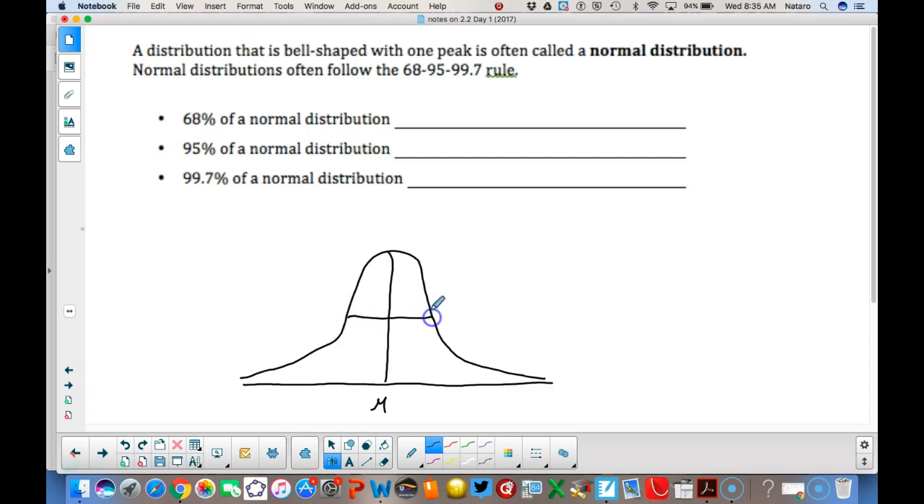And with a normal distribution, about this point right here and over here, where the function changes concavity, for those of you that have had calculus, it goes from being concave down to concave up, that represents one standard deviation. So one standard deviation to the left and one standard deviation to the right of the mean, that represents 68% of our normal distribution. So 68% of a normal distribution is within one standard deviation.